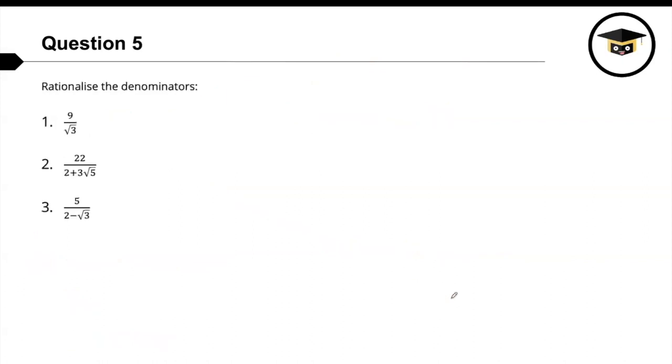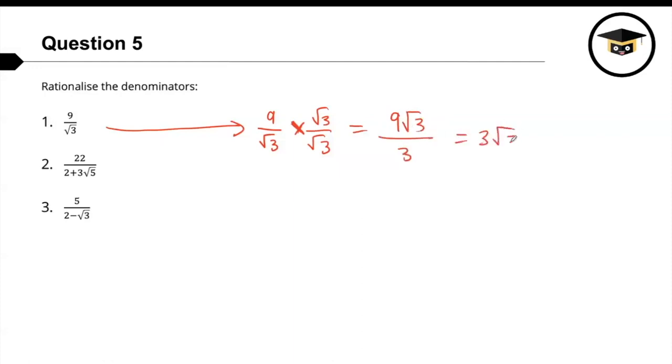Question 5, rationalize the denominators. So with this one here, we've got 9 over root 3. What we're going to do is multiply the top and bottom by root 3. Once again, if you don't know why, check out our previous videos. But it's going to be 9 over root 3 times root 3 over root 3. And so that's why I'm not changing the actual value of the fraction. So I end up with 9 root 3 over 3, and that simplifies to be 3 root 3.